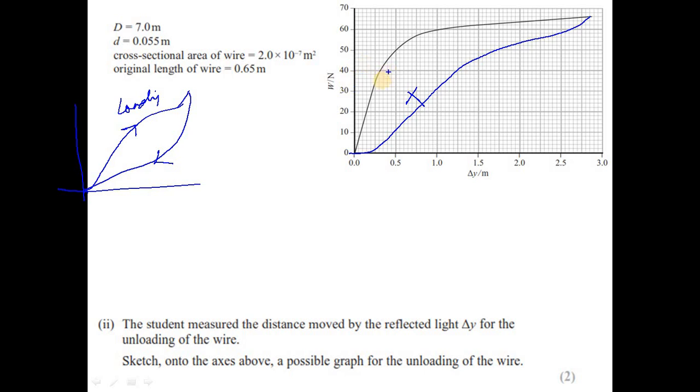Why is that? Because you see the behavior of the wire after this. This is the elastic limit and it is permanently deformed. How can it return to the original shape? Because this returning curve to the origin is showing that the material is returning to the original shape. And this is not the case for this wire. So what do we do? From this, if you start unloading, then this is the unloading.